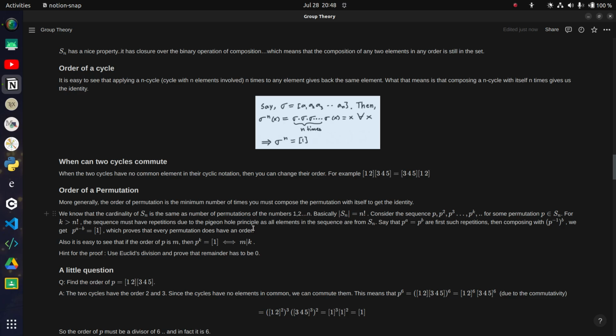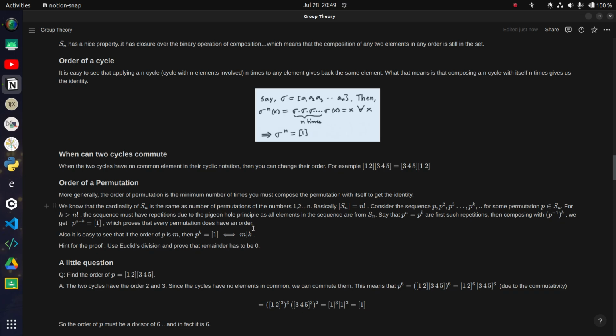Also, it's easy to see that if the order of p is m, then p^k equal to 1 is the same thing as m dividing k, because m is the minimum number of times you must compose it with itself. You can think of k as mq plus r using Euclid's division lemma, and then you just have to prove that r is 0, which is easy. And then you just get this.